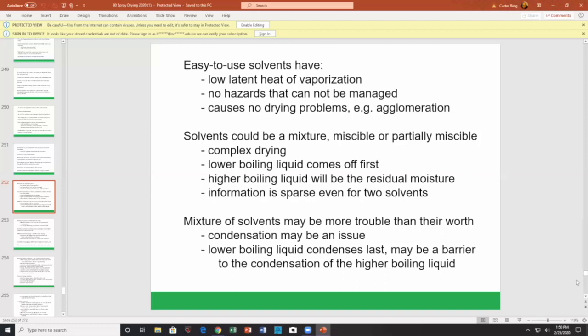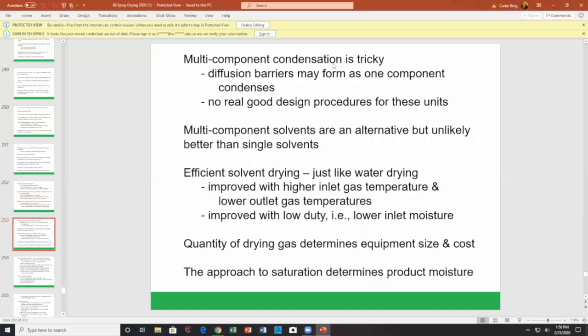Okay, a mixture of solvents may be more problem than they're worth. Let's go on. Multi-component condensation is tricky. You have diffusion barriers form. Multi-component solvents are an alternative, but unlikely better than a single solvent.